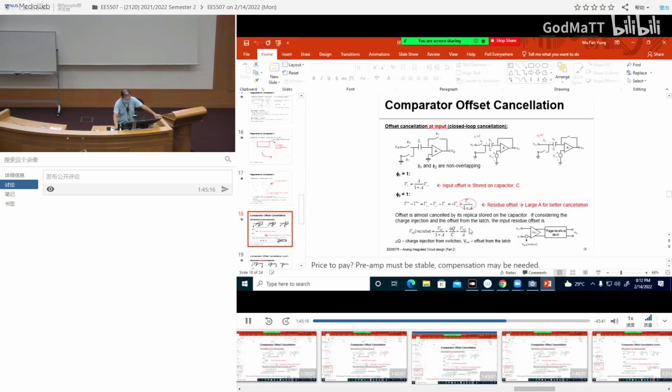And what is this? What is this? What is this? VOSL divided by A. Remember, this is only your preamp. This is only your preamplifier. You connect it to a latch, a positive feedback latch. This positive feedback latch also got offset, because this positive feedback latch also got mismatch. So this latch also got offset. And this offset, when you refer back to the input, you just divide by the preamp gain. Okay?